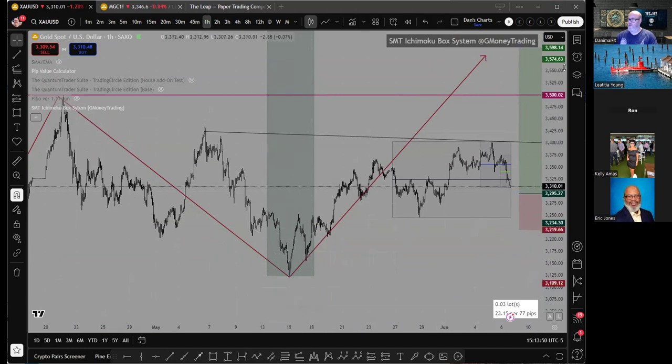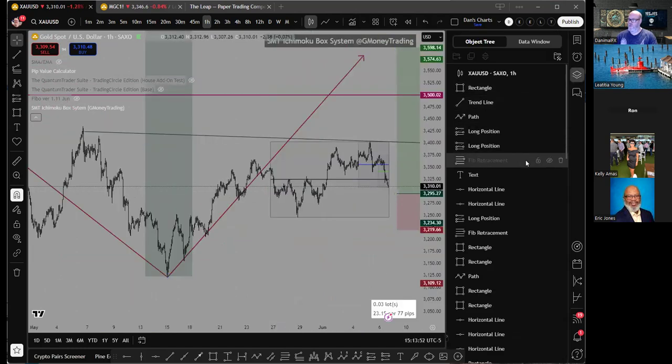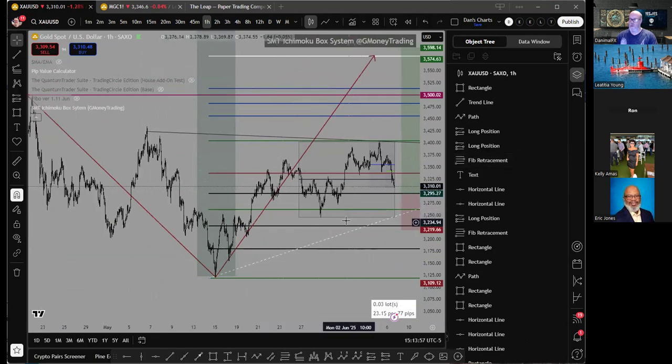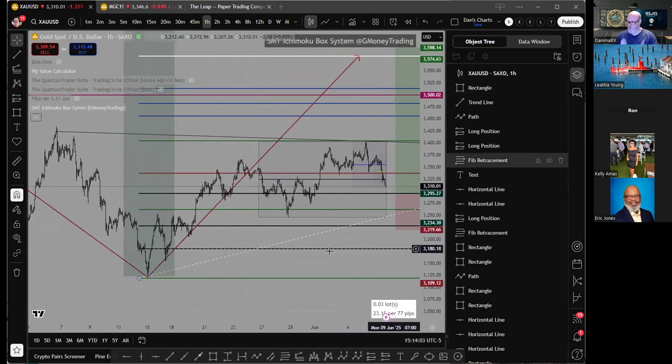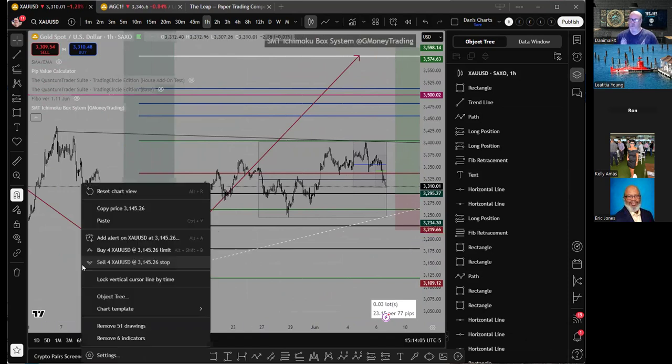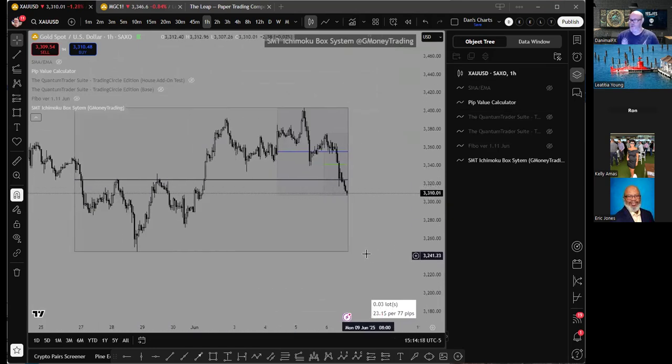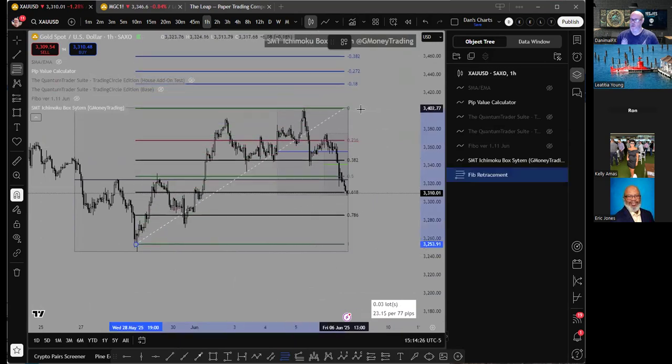Let me find the Fibonacci tool that I drew. Boom. So it literally measured the low to high, but the box system only looks back 204 candlesticks in the past. I'm going to remove these objects. So what makes the box system really nice is it gives you an exact location of where to start drawing your fib: 1 hour low, fib to the 1 hour high.